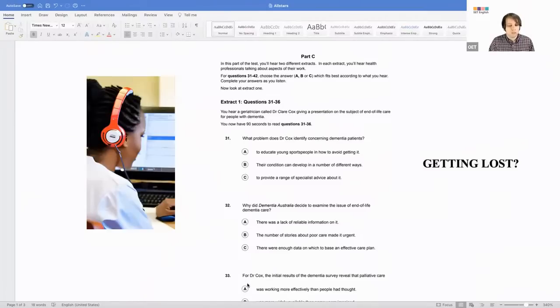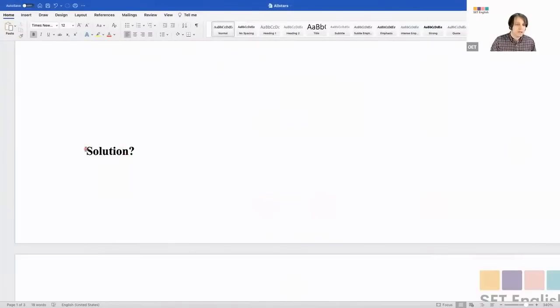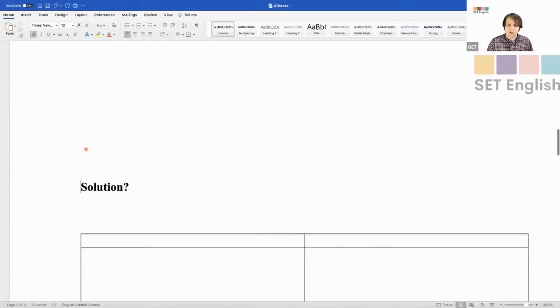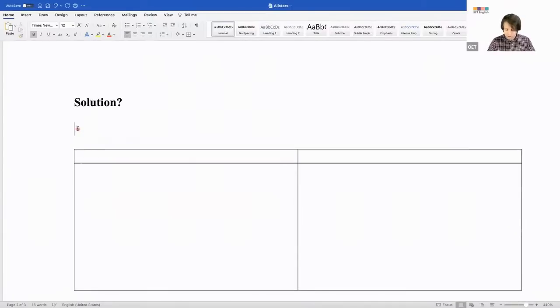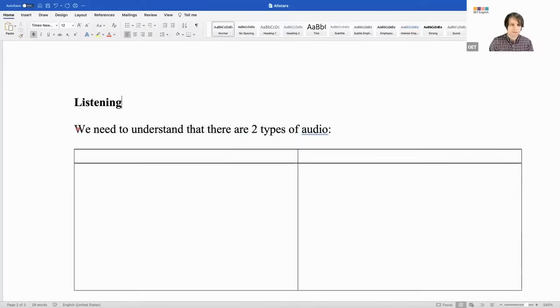So the solution to this problem of getting lost is simply to firstly make a distinction, okay? So the solution is this. We need to understand that there are two types of audio, okay? So there are two types of audio in listening Part C. Okay, so I'll just put this just to remind everyone, this is listening Part C. There are two types of audio. Type in the chat now, if you're watching on Facebook, okay, there are two types of audio.